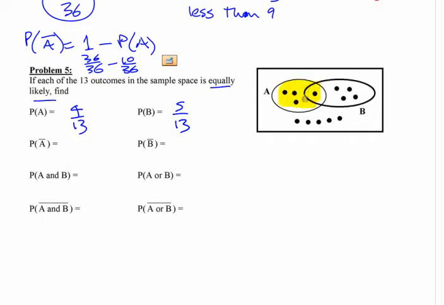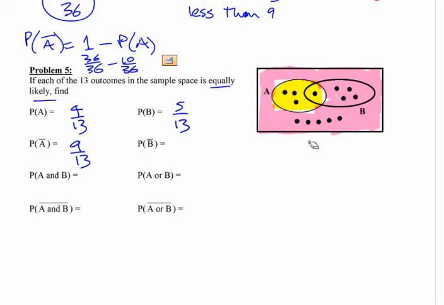If this is A, where's not A? Everywhere else, right? All of this. Doesn't matter if it's inside or outside of the B circle there. It just matters that that's not A. All the stuff that's in pink there. How many things are outside of there? 9, right? 9 out of 13.